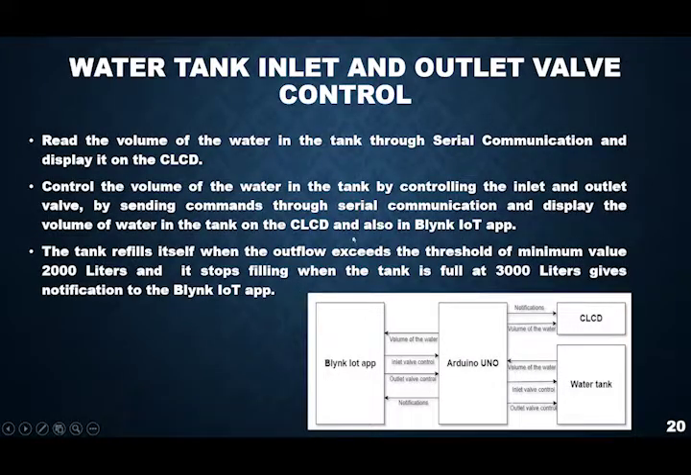So as I said, if the water level is decreasing, as soon as it reaches 2000 liters, we can start filling using the Blynk IoT app, and it will fill the water up to the threshold of 3000 liters. As soon as 3000 liters of water is reached, we get a notification that the water level has been reached, and this is how we get to know that our tank is full. So this is the third part which we have executed in our project.